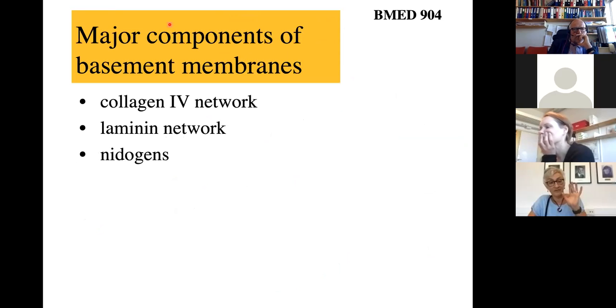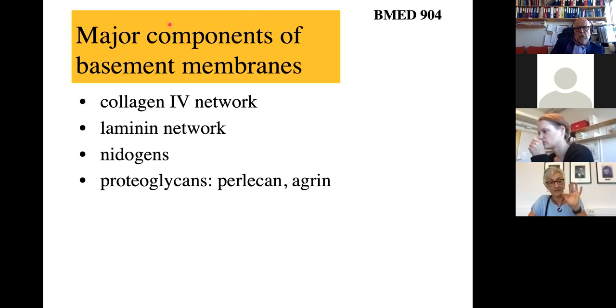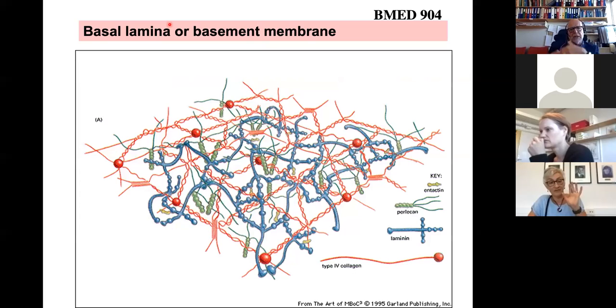So basement membranes are composed of two networks, a collagen type 4 network and a laminin network. And in between is nidogens. And also in these networks are proteoglycans. So the laminin network forms by non-covalent, calcium-dependent association. So if you remove calcium with EDTA, this network will become loose.